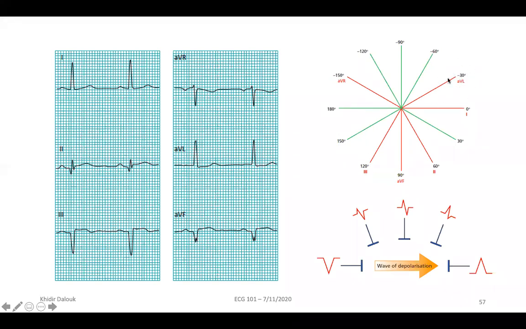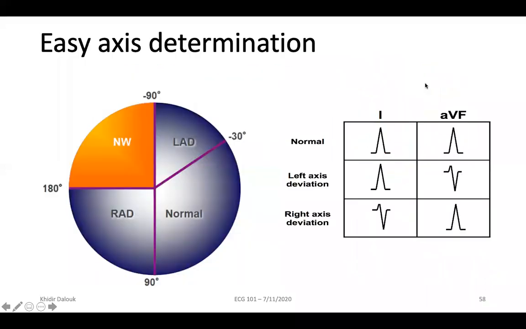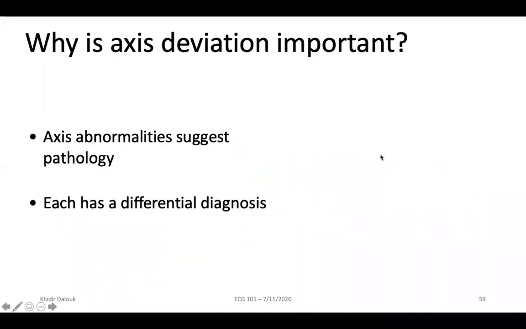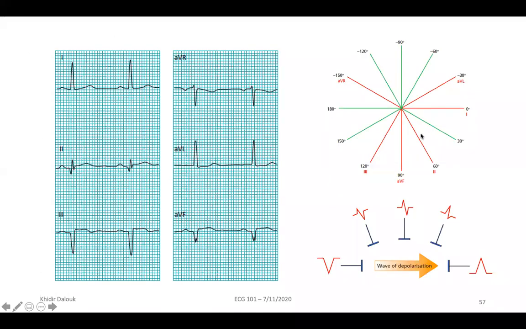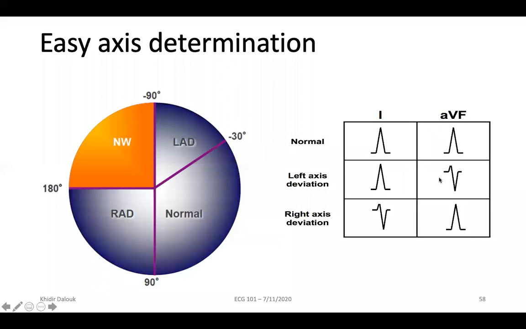So that's telling you that this axis is close to minus 30 degrees or even beyond it, and this is left axis deviation. There is a simple rule to axis deviation. This is the pie chart divided here as normal, telling you this is between 90 and minus 30. So it's mainly between lead 1 and AVF. And why do we choose 1 and AVF? Because 1 is here and AVF is here, and that covers the predominant part of normal axis.